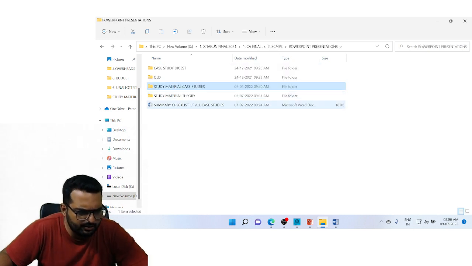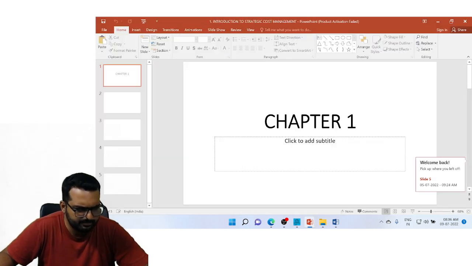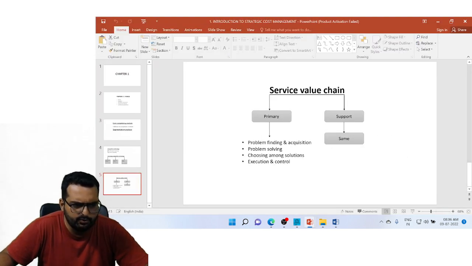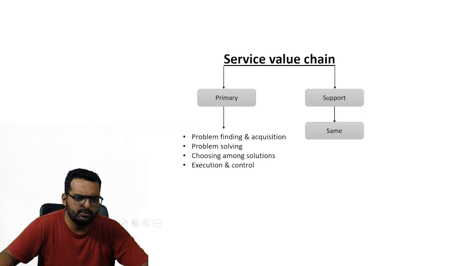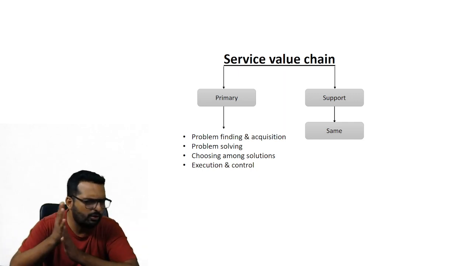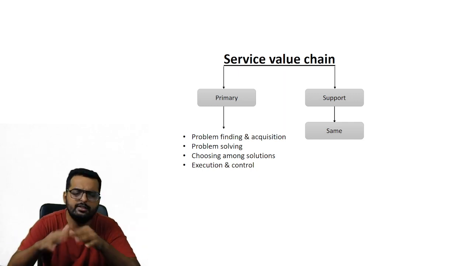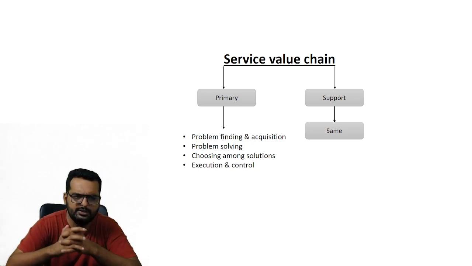In the study material theory, we did chapter 1, introduction we did. I'm not sure if I covered this at that time. If not, can you write down the service value chain? Primary activities are different. Problem finding, problem solving, choosing among solutions, execution and control. And support activities are the same. Have you written down this note earlier? You have done, right? I have taught you this. So it is on this case that you have that video that is available. Everybody clear with this part now?